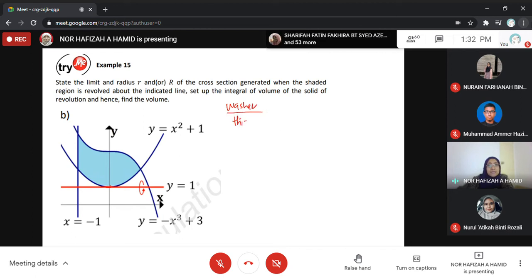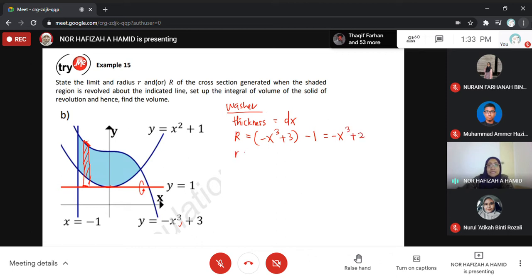And first you determine the thickness. The strip is vertical, it must be perpendicular to the axis of revolution. So the thickness is dx. Then you determine the outer radius. The outer radius, you take from the axis of revolution up to here. So that is your outer radius. The outer radius is this function, negative x cube plus 3, minus the lower 1. So we have negative x cube plus 2.